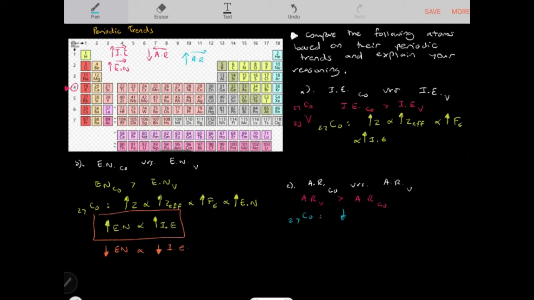When looking at cobalt here, we can understand that the nuclear charge is lower because there are fewer protons. As a result, the effective nuclear charge is lower, the force of attraction is lower, and the force attracting the valence electrons specifically is weaker. As a result, the electrons have more energy to move. The kinetic energy of the electrons is higher, they can move further out, and as a result the atomic radius of cobalt is going to be... wait, I think I made a mistake here.